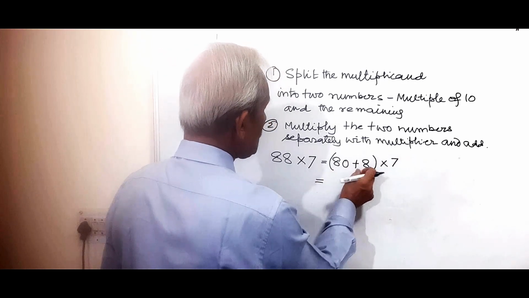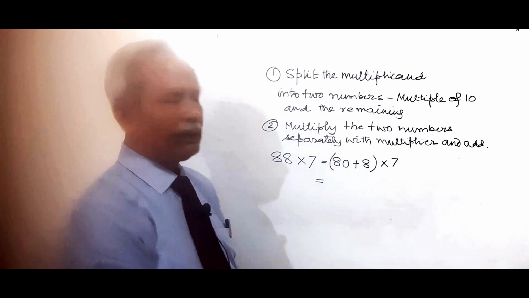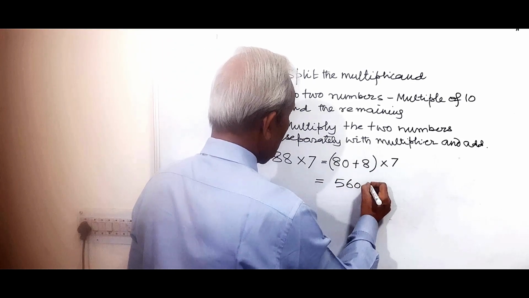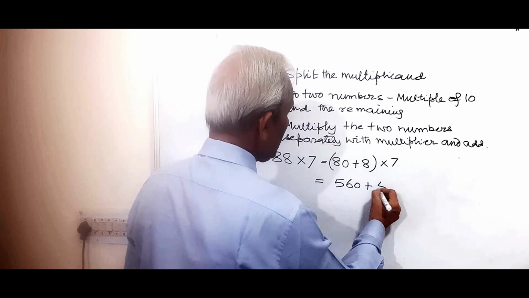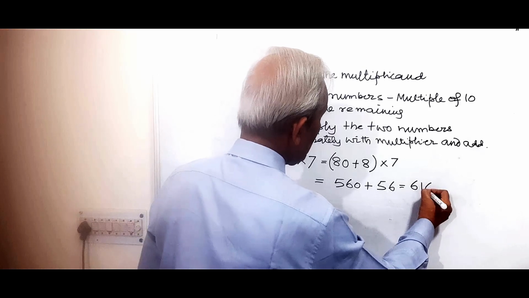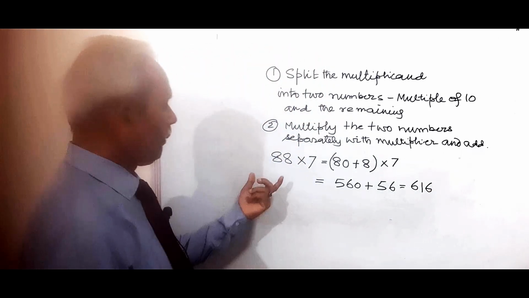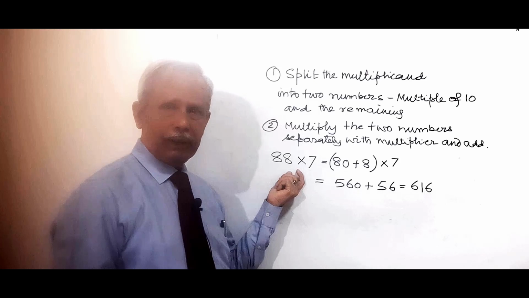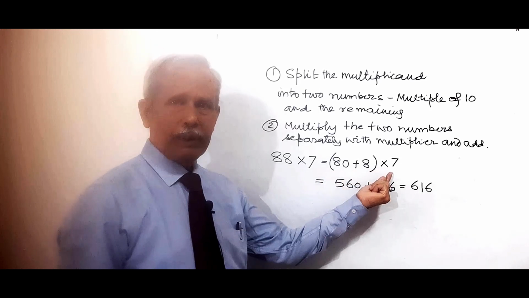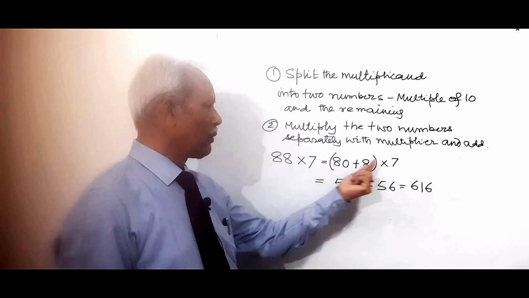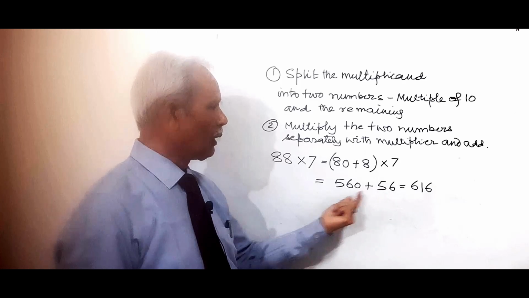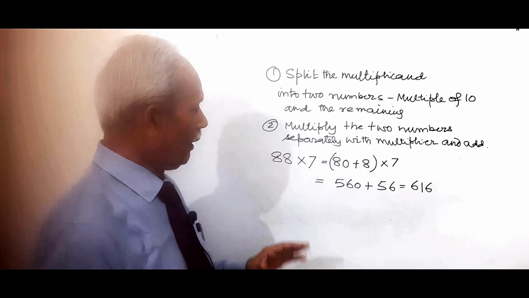Now multiply these two numbers separately with the multiplier. So first case, 80 into 7 is 560 plus 8 into 7 is 56, and when you add it becomes 616. What you have done? 88 into 7. 88 is separated into 80 plus 8 into 7, the multiplier. Now 80 into 7 is 560 and 8 into 7 is 56. The total is 616. Quite simple.